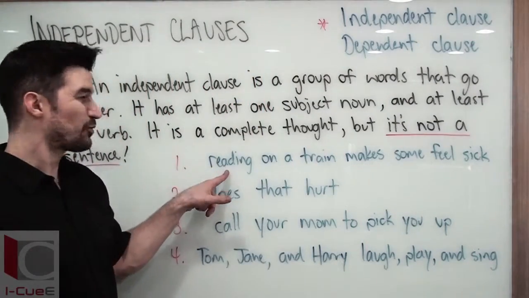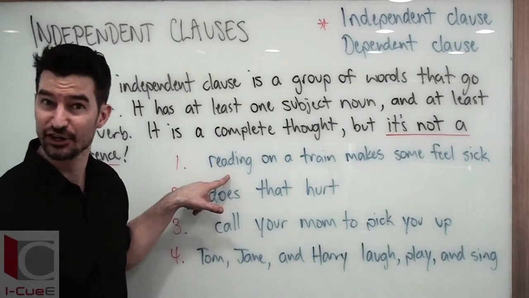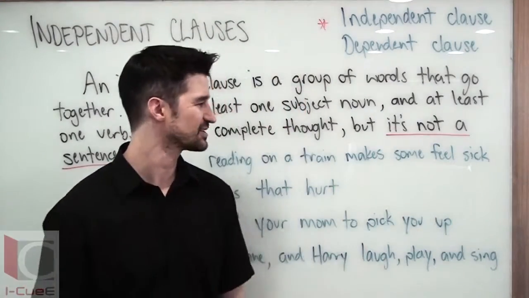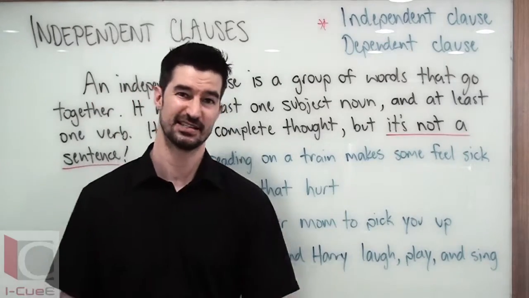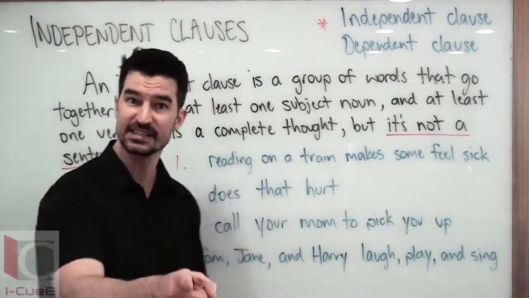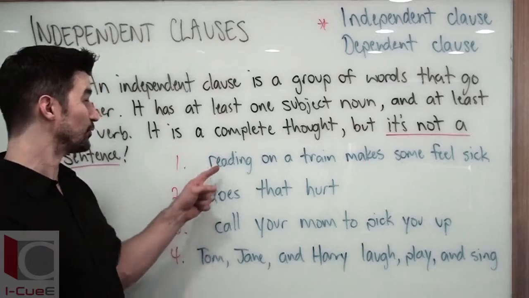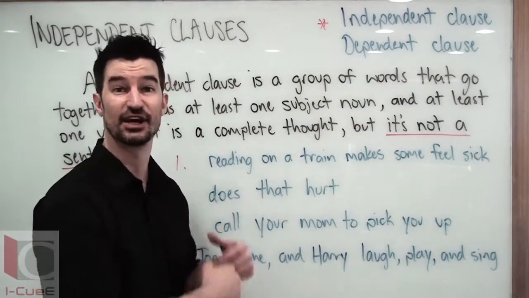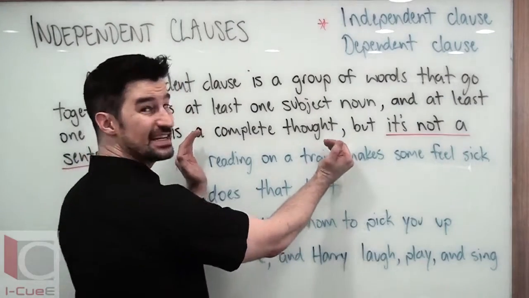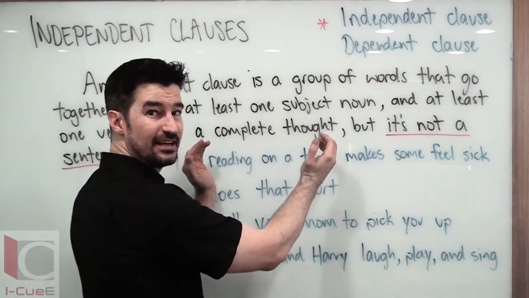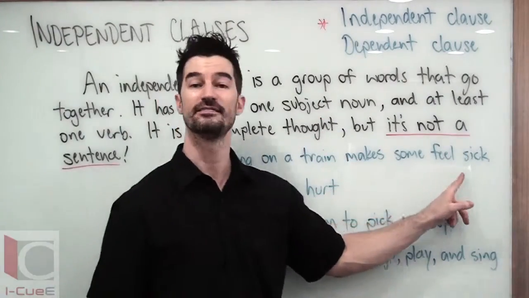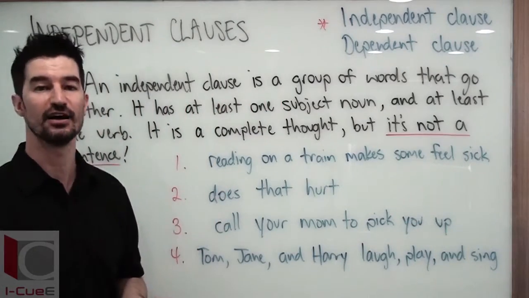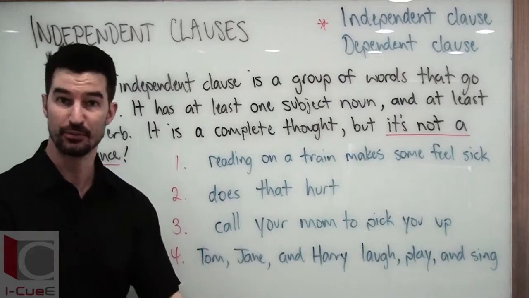Would it make sense to say, train makes some feel sick? Not really. Is it about reading, this gerund here? Reading makes some feel sick. Well, actually, that makes a certain amount of sense, especially for some of our students. But in this example, reading on a train is actually a gerund phrase that is our subject noun. This is one idea. Reading on a train makes some feel sick. So how do we turn this independent clause into a sentence? It should be pretty easy.